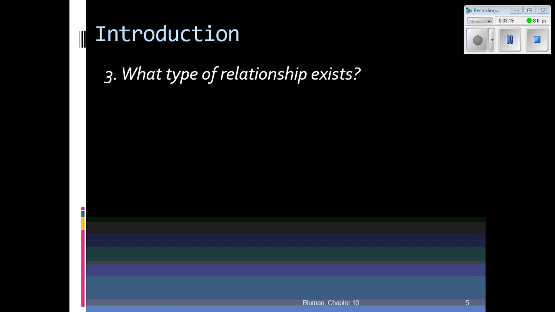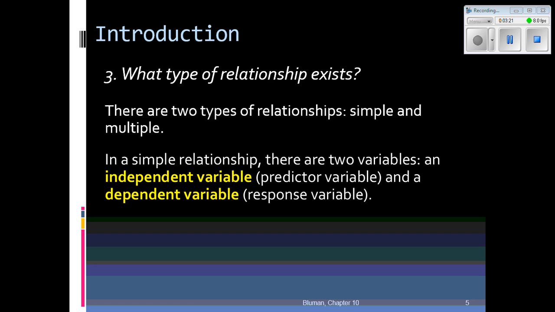What type of relationship exists? There are 2 different types of relationships, simple and multiple. We don't look at multiple, okay, so we're just going to focus on simple for this chapter. In a simple relationship, there are 2 variables. Okay, this is pretty important to write down. Your independent variable and your dependent variable.